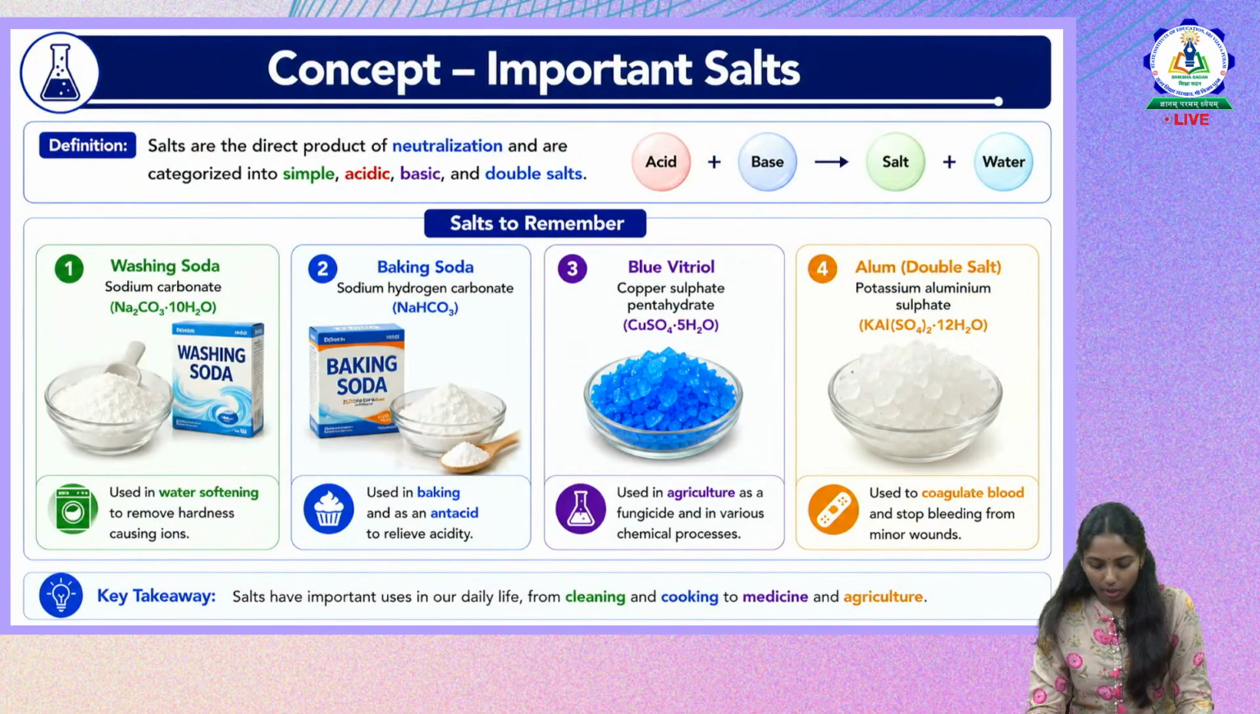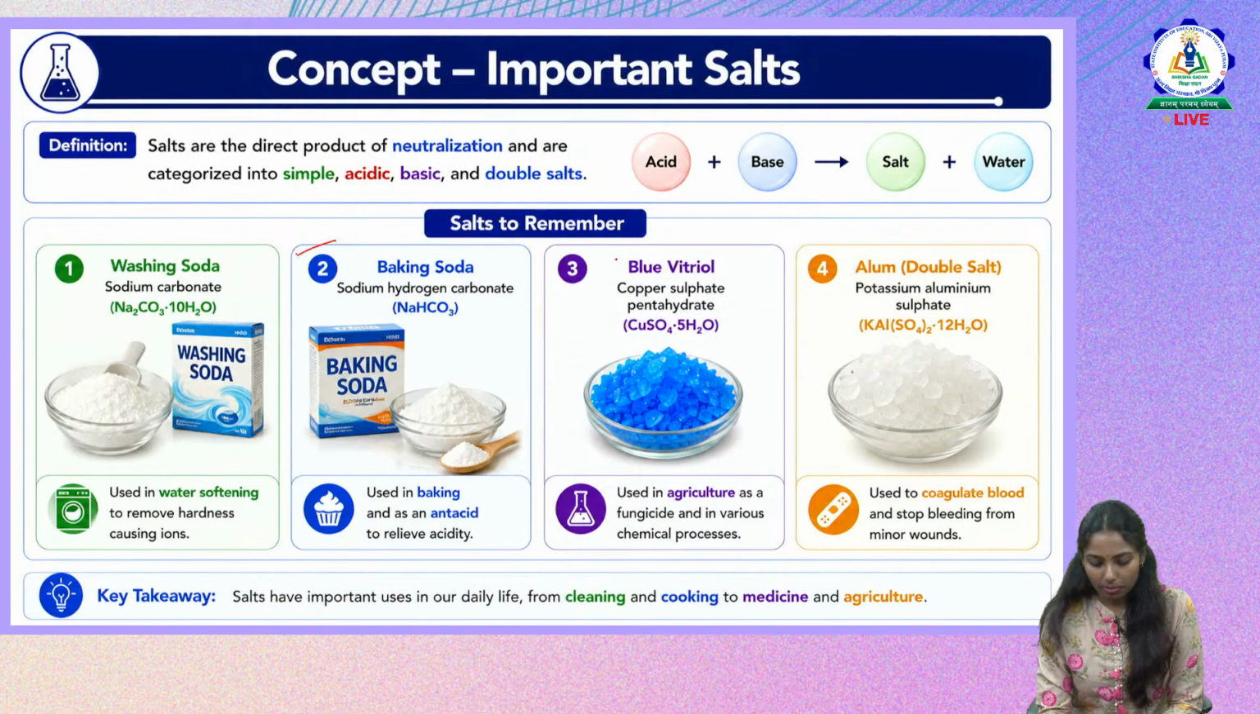Okay, now some more important salts that we can remember. Some of the salts are categorized into acidic, basic and double salts also. So one of the salts that you can remember is washing soda. Washing soda formula is sodium carbonate decahydrate, Na2CO3.10H2O. It is used in softening of water, removing hardness in the water. And there is one more salt that you can remember, baking soda. The formula of it is NaHCO3. And where is it used? It is used in baking and also as an antacid.